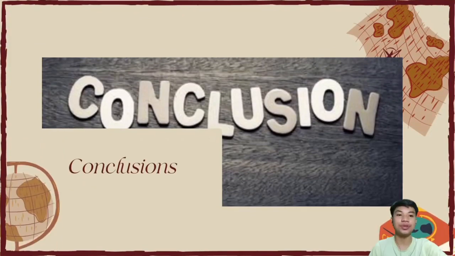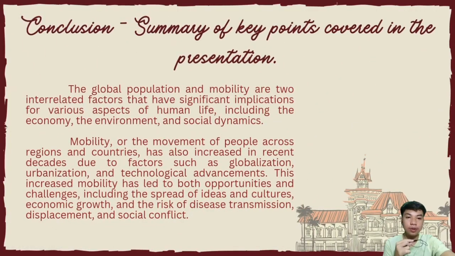So, conclusion. This is a summary of the key points covered in this presentation. The global population and mobility are two interrelated factors that have significant implications for various aspects of human life. This includes the economy, the environment, and social dynamics.